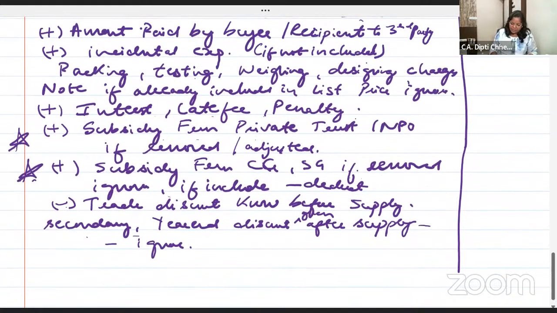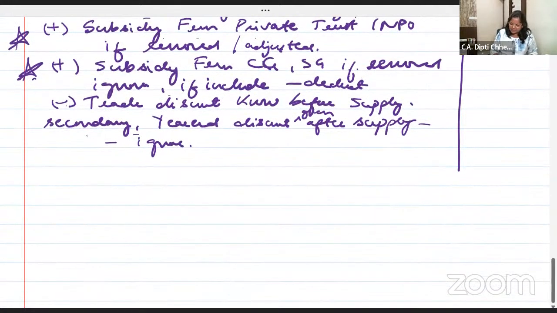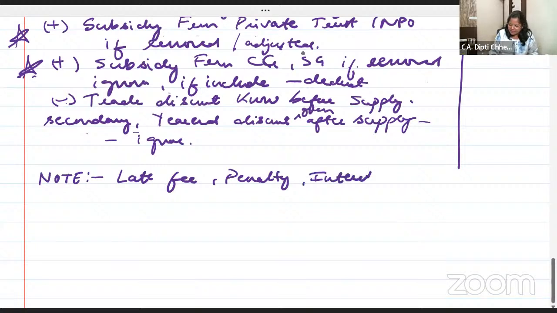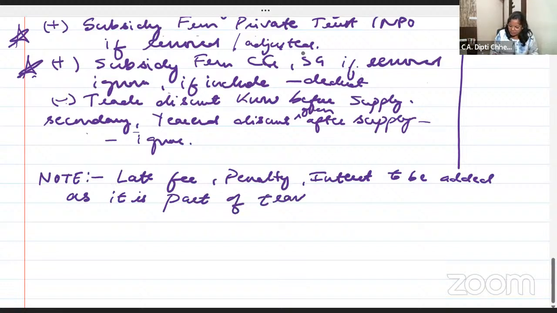Oh yeah, I really wanted you all to write: late fees, interest and penalty are always to be added. So for that, write a note. Late fee, penalty, interest to be added as it is part of transaction value. Late fee or penalty or interest, it is to be added because it's a part of transaction value.